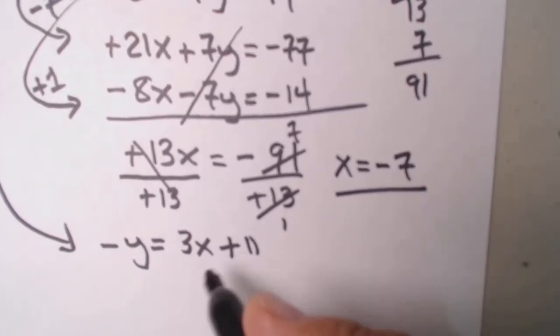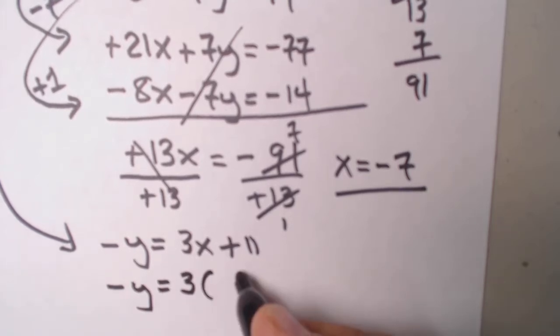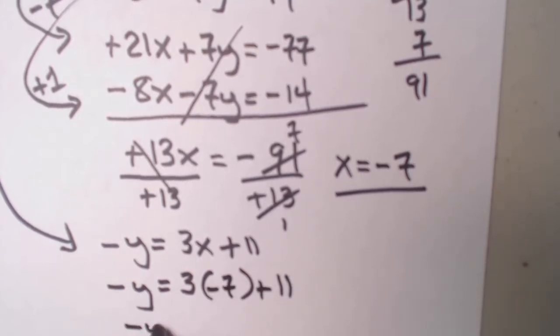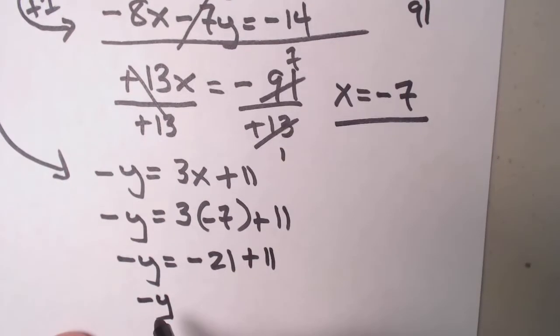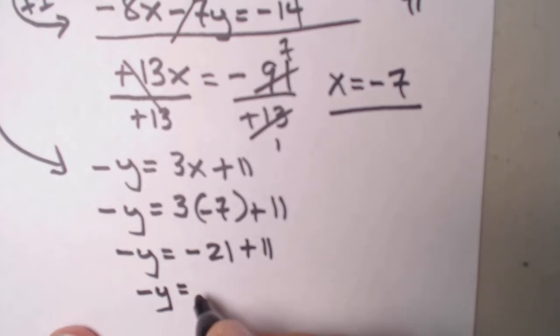Okay, rewrite it, make a hole for the x. Negative y equals 3 times, here's a hole for the x, plus 11. Well, the x is negative 7. So I got negative y equals, what do we got here? Negative 21, I think, plus 11. So negative y equals, let's see, negative 21 plus 11 would be, I think, negative 10, huh?